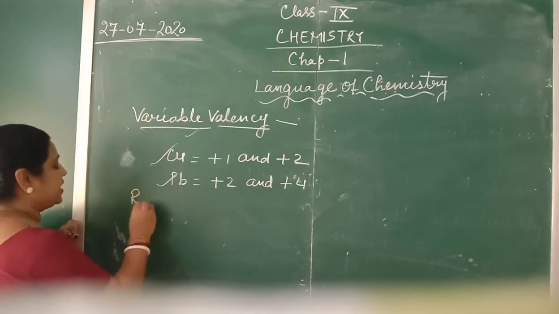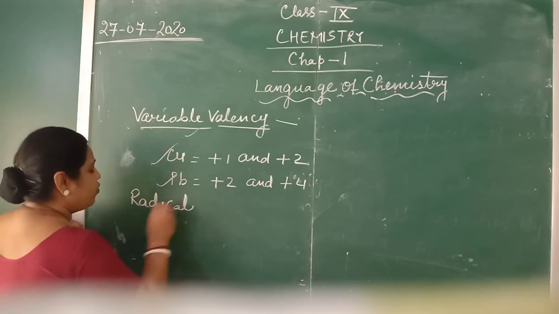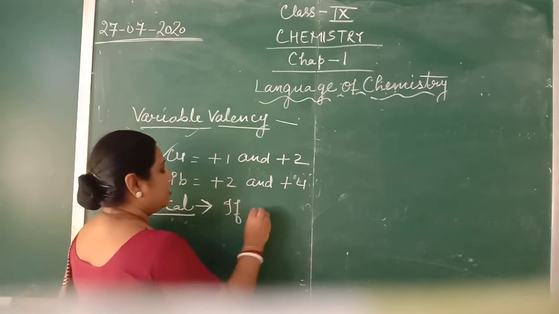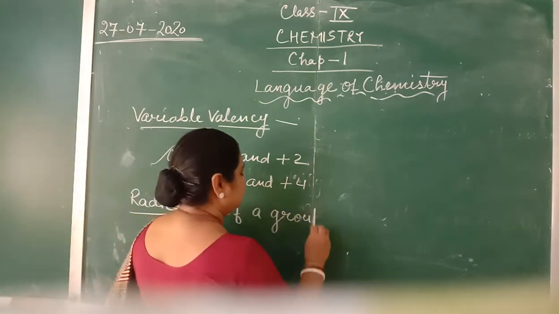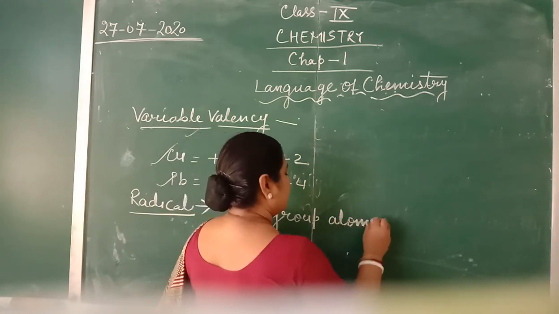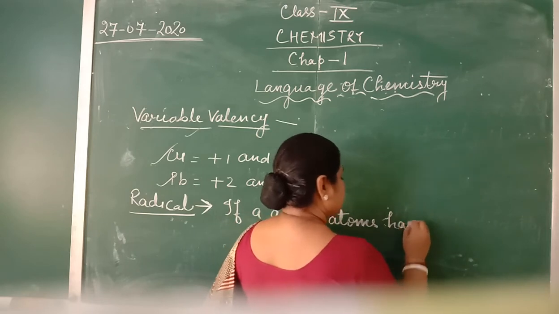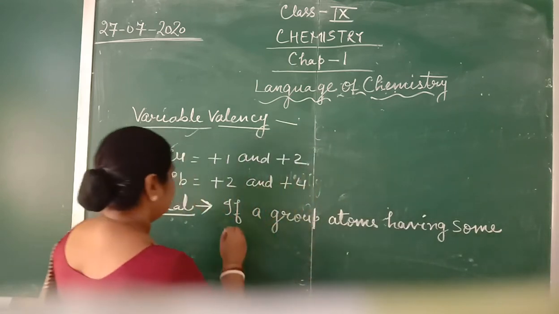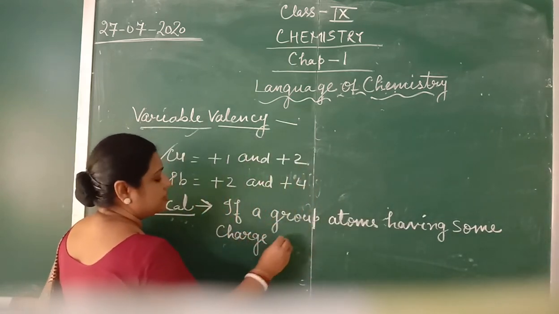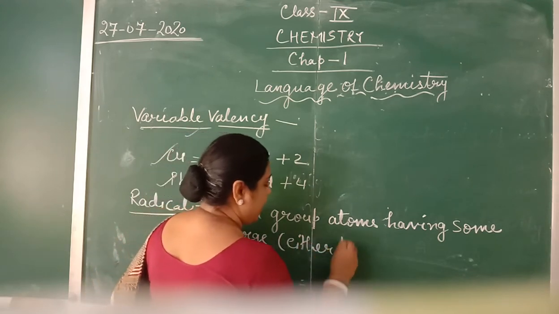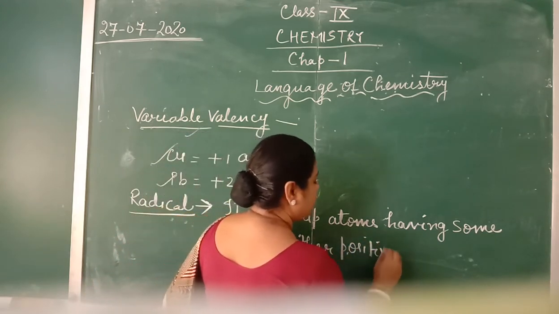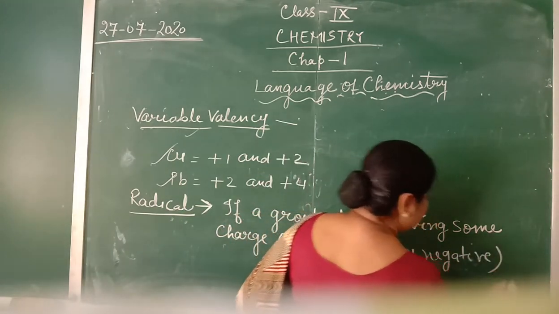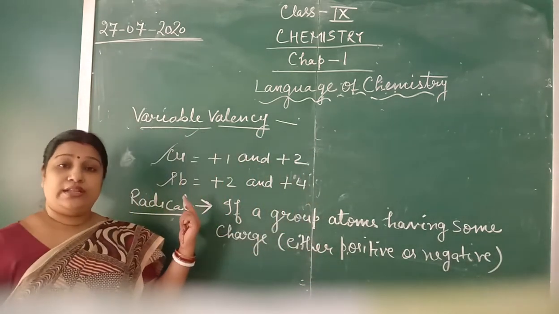Next topic is radical, the small one. What do you mean by radical? Radical means a group of atoms having some charge, either positive or negative, and they behave as a single entity. They are called radicals.